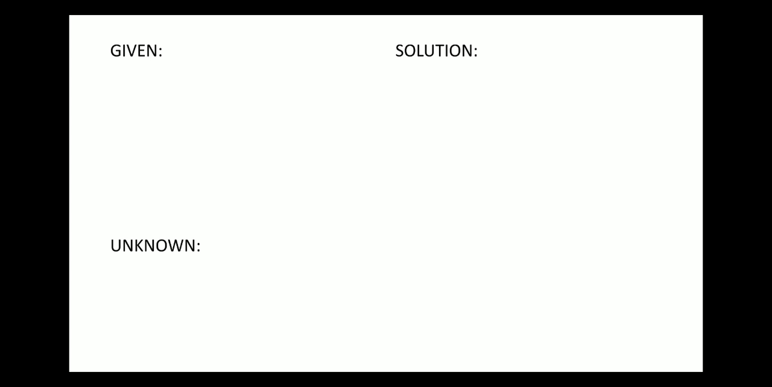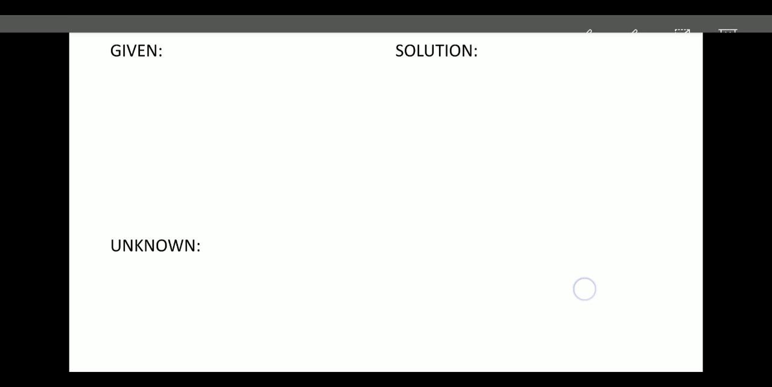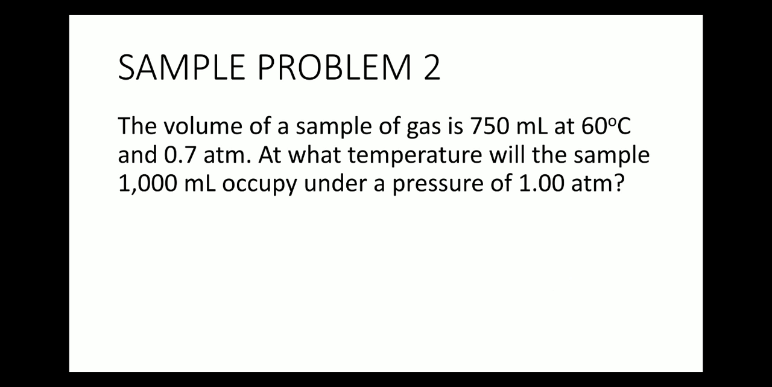Number 2. The volume of a sample of gas is 750 ml at 60 degrees Celsius and 0.7 atm. At what temperature will the sample occupy 1000 ml under a pressure of 1 atm?